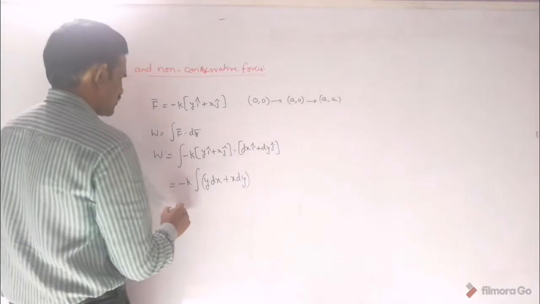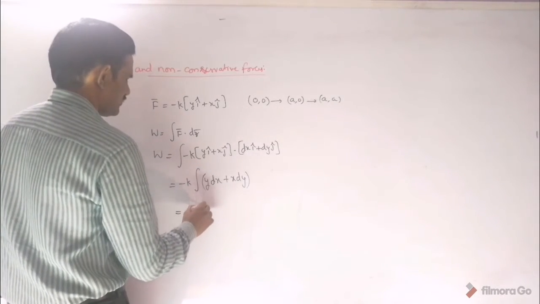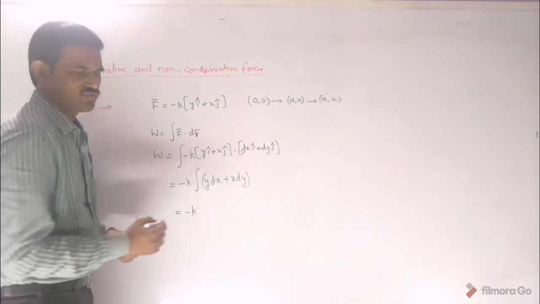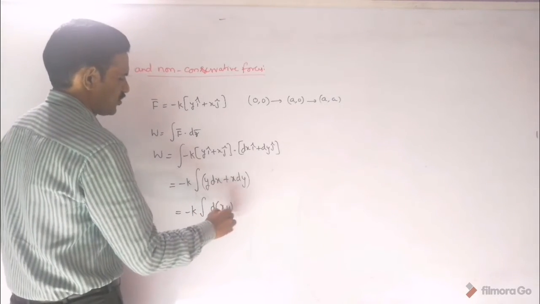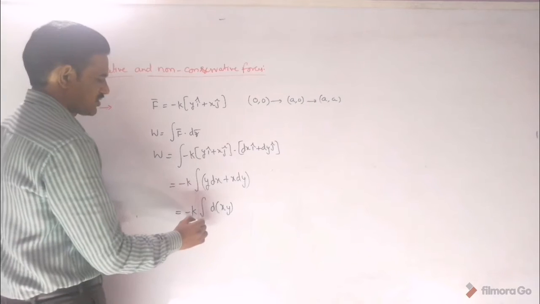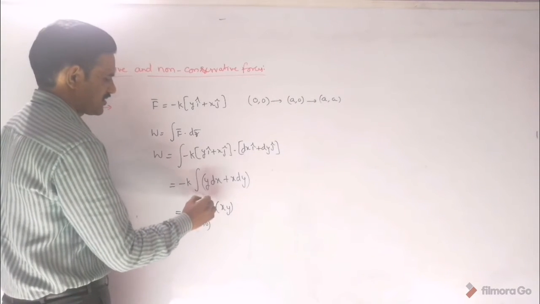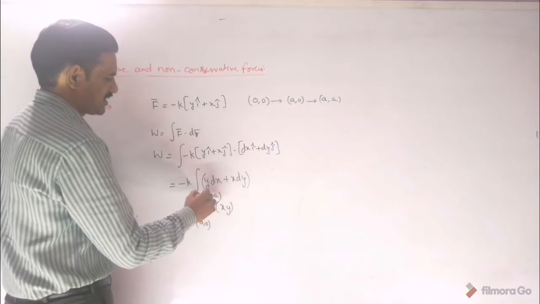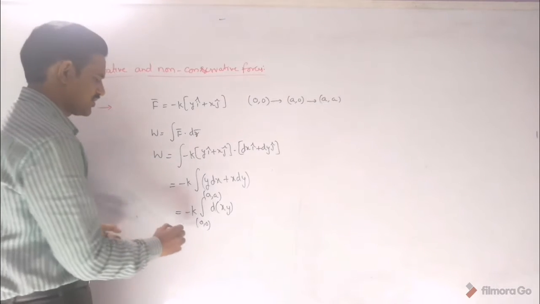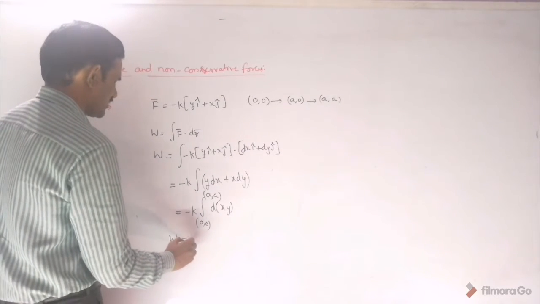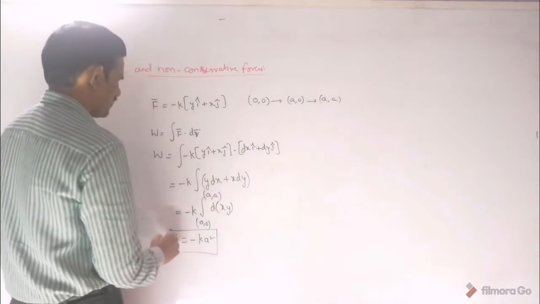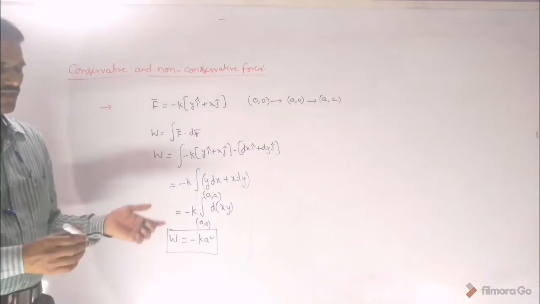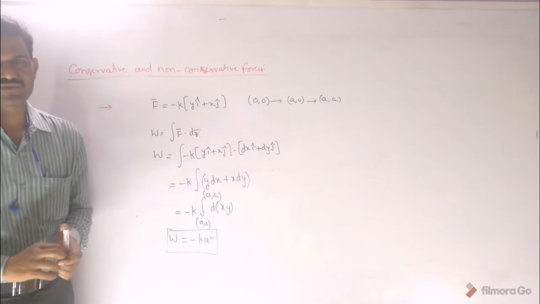Now, is it required to complete this integration? What you can write there is the integral of d of xy. So the relation between x and y is not required to complete this integration here, right? And this work done we can write as minus k a square. From this we can conclude that the given force is a conservative force, you can write here, right?